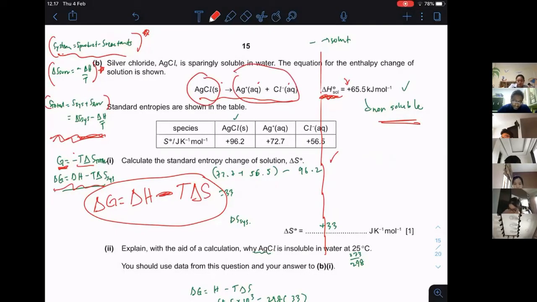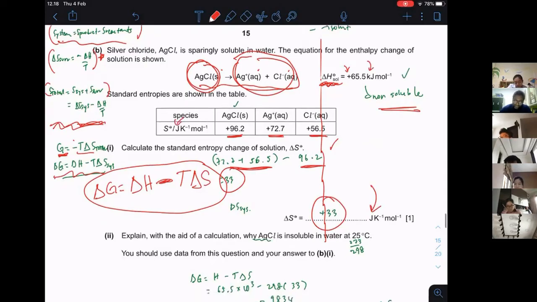This is the product. So the reactant, you can see the reactant is 96.2. Okay, so then the product is going to be this. So product minus the reactant. So product is 72.7 plus 56.6 minus the reactant. You are going to get positive 33. Okay, this is going to be positive 33, but do remember it's in joule, but this one was in kilojoule. So this one is in joule, please remember this.